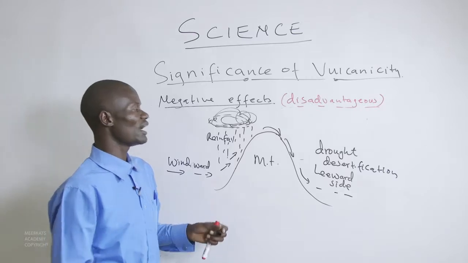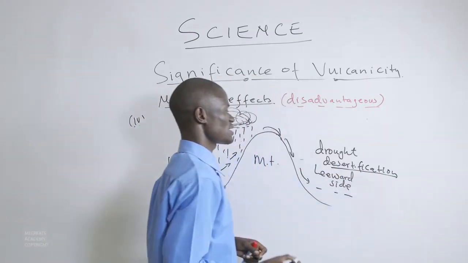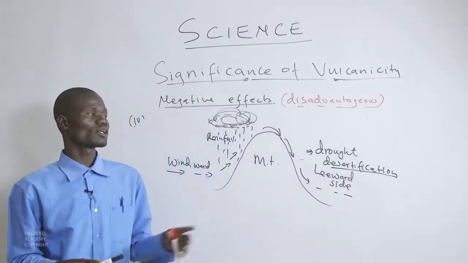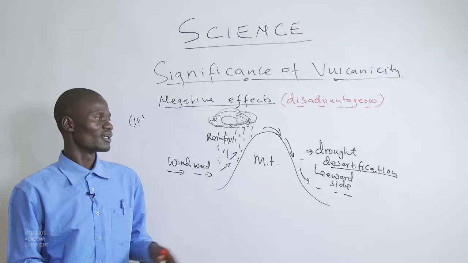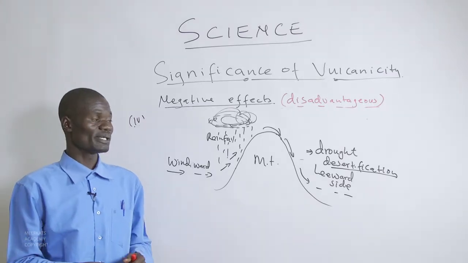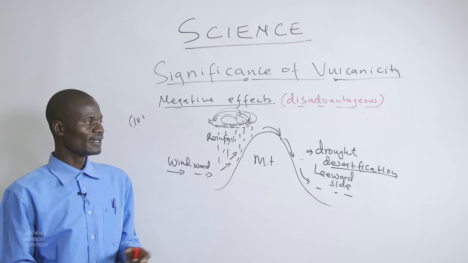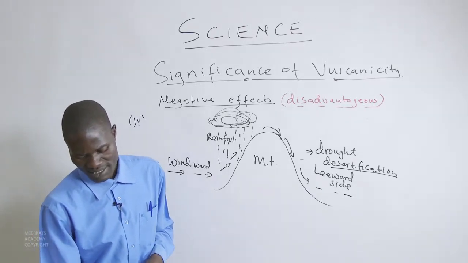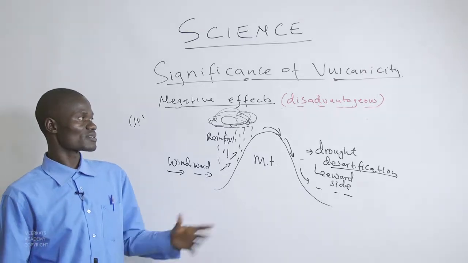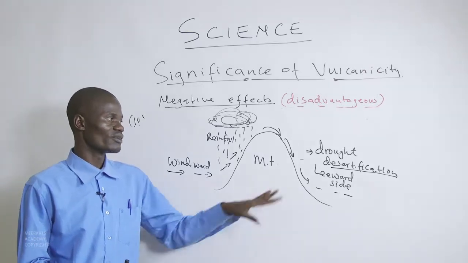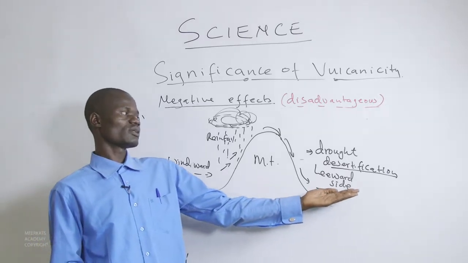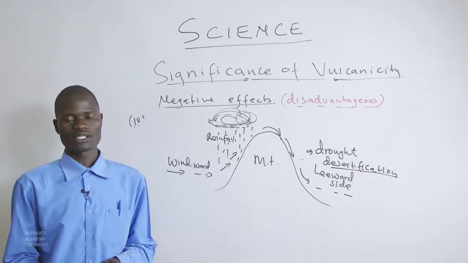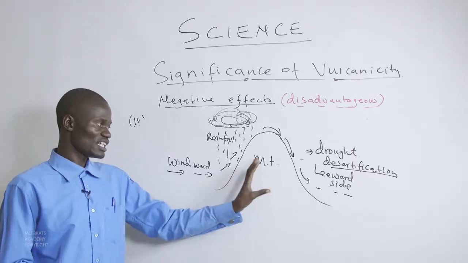What does it mean? When we have desert-like conditions in such an area, there will be drought. Animals will die because of lack of pasture and lack of water. Even human beings will not be able to survive properly because there is not enough water around such an area. Such environments also become disadvantageous. You will find many people do not like to settle around mountainous regions, especially on the leeward side of the mountain. Therefore, this became a barrier.